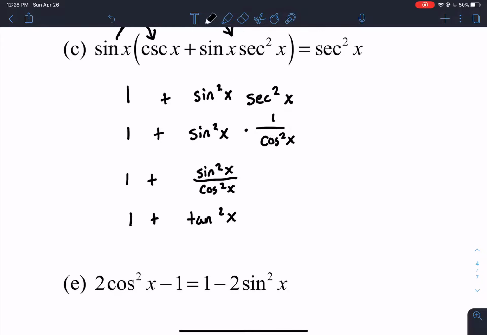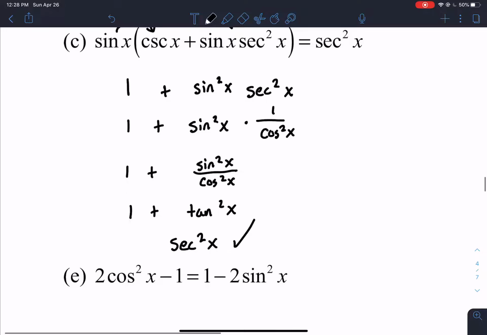Okay, and then if you look at your Pythagorean identities again, what is 1 plus tangent squared? That's going to be secant squared. And then you're done with that, right? Because that's what you have there on the other side, all right? So again, when in doubt, put everything in sine and cosine, and then it's usually pretty easy from there.